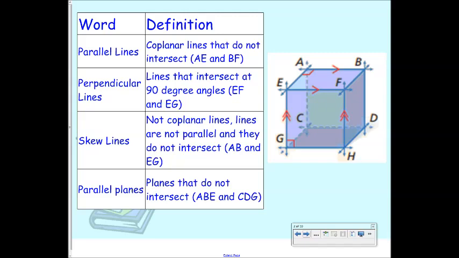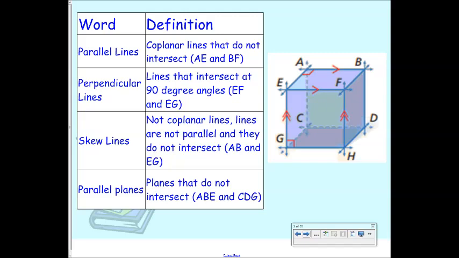No, they never touch, but they're also not in the same plane. They're not coplanar, okay? So you can't say that they're parallel because they're not coplanar. And again, this is only an issue when you're talking about a 3-dimensional object. If you just have like a bunch of lines on one plane, it's pretty easy to tell which ones are parallel, okay? What are perpendicular lines?